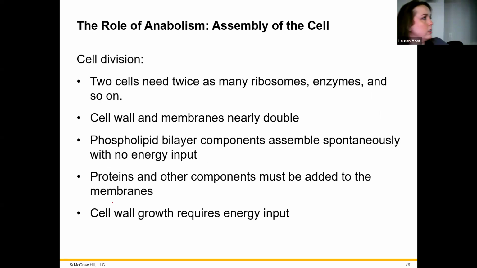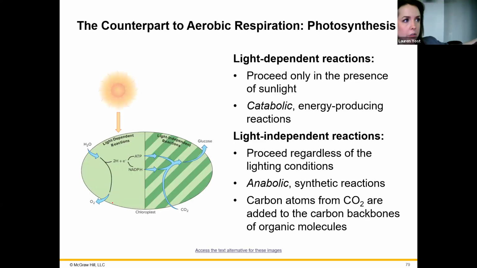Anytime you're building cells, you need new membranes. You need to double everything that you have going on: your ribosomes, everything. All of it needs to double. You need to go through anabolism, which is building things. So you need energy for that, energy in the form of ATP. So think about it that way. You also need the byproducts from all of this to build it all.